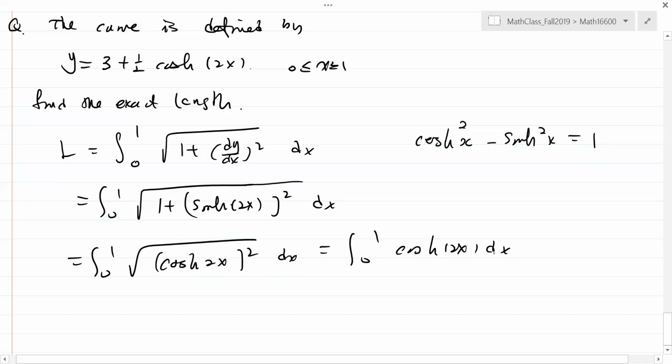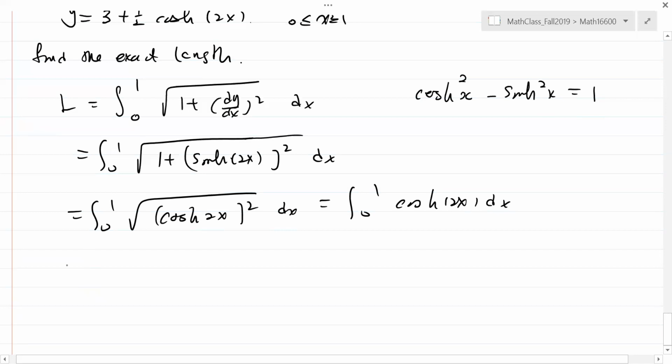So the antiderivative of hyperbolic cosine 2x will be hyperbolic sine 2x, but you have to divide by 2, because when you differentiate, you get 2. So it's from 0 to 1, and hyperbolic sine 0 is 0. So this is the answer. It is the exact value of the length.